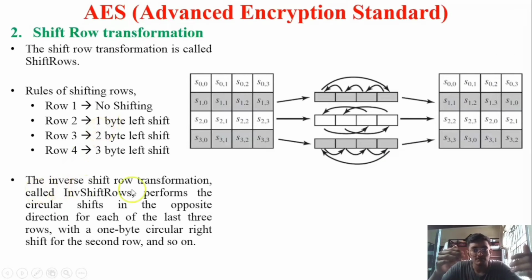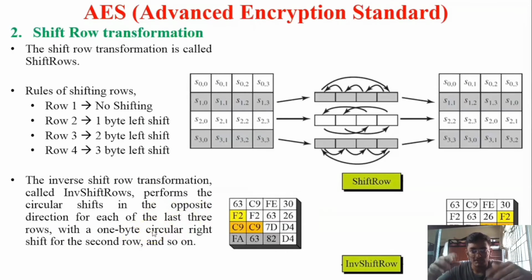The inverse shift row transformation is called inverse shift rows. In inverse shift row transformation, the rules are like this. Row 1 has no shifting. Row 2 has a 1 byte right shift. Row 3 has a 2 byte right shift, and row 4 has a 3 byte right shift. So it performs the circular shift in the opposite direction. Here we perform left shift, so during inverse shift row transformation it performs right shift.